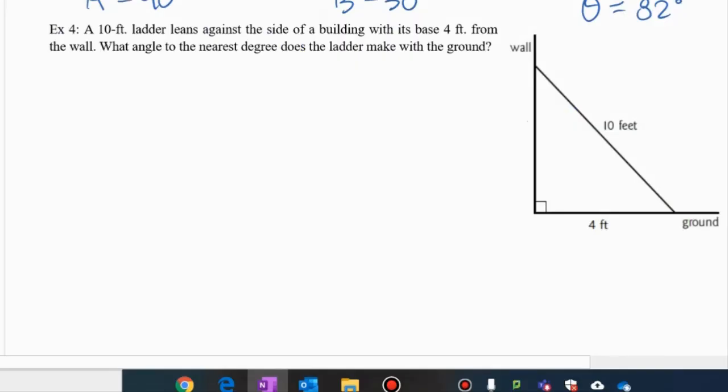Alright, example 4. A 10 feet ladder leans against the side of the building with its base 4 feet from the wall. What angle to the nearest degree does the ladder make with the ground? We want to find this angle. Let's say this is theta. We know this is 4 feet and this is 10 feet.